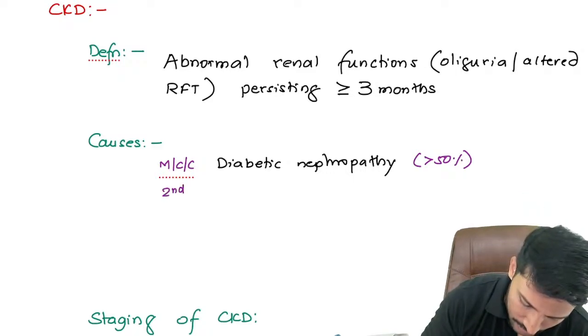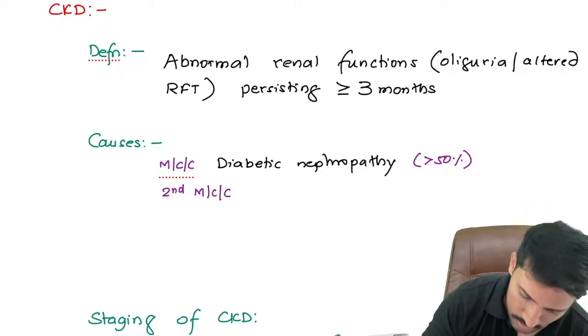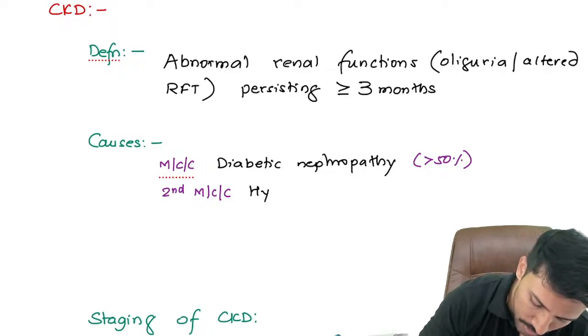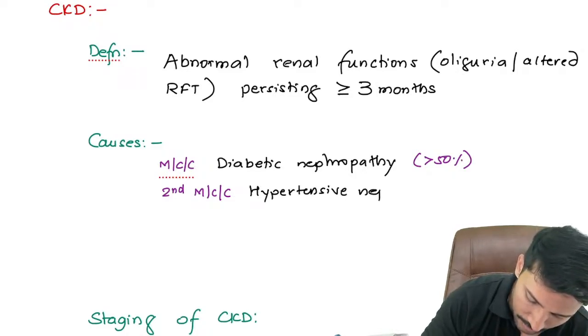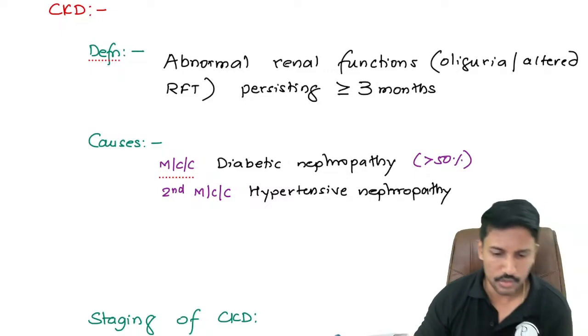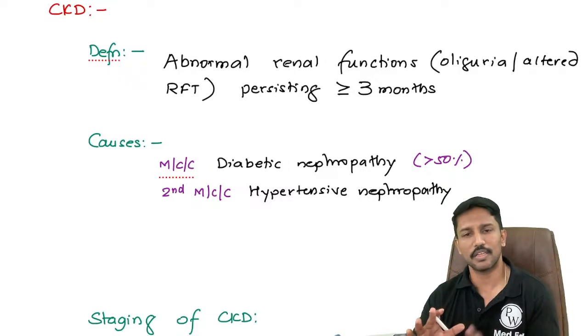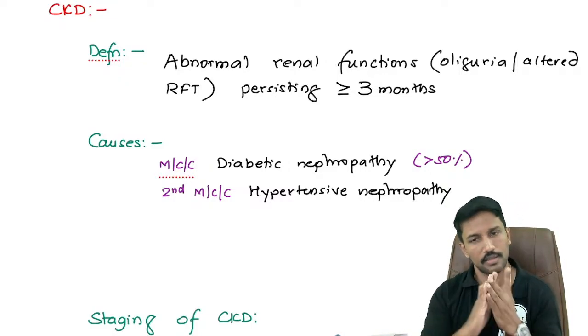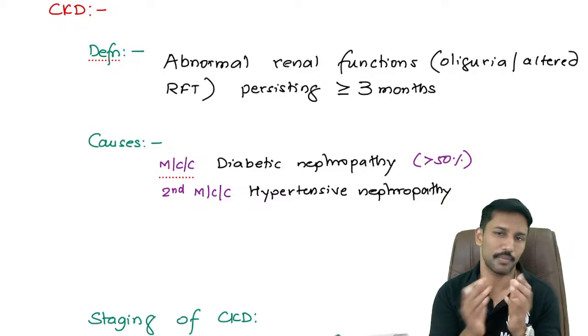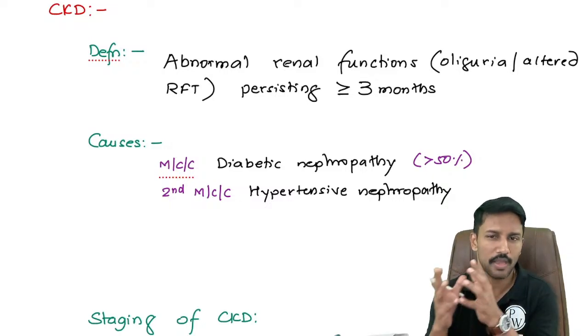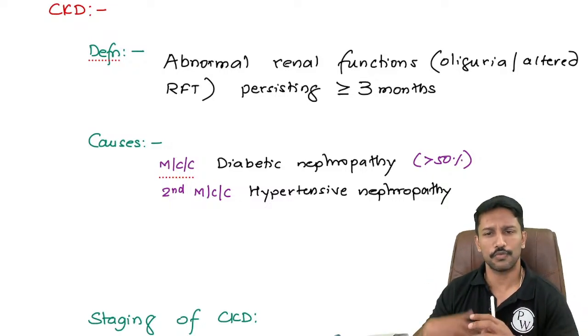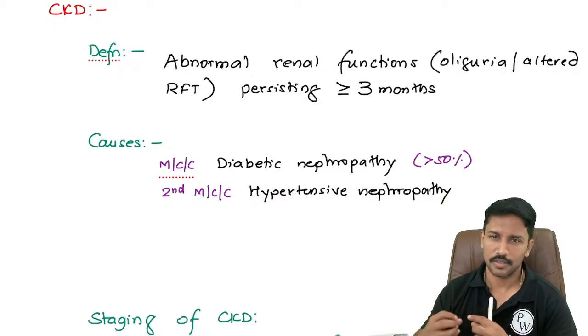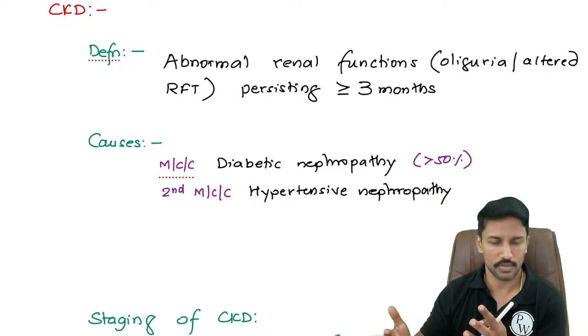And the second most common cause is going to be hypertensive nephropathy. This also accounts for 20-25%. So you can say that if I'm seeing 4 patients on dialysis or renal transplantation today, 3 of them will either have diabetes or hypertension or both, and only 1 of them may be having chronic kidney disease because of some glomerulonephritis or some drug induced or other causes.